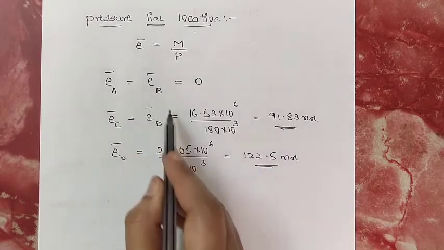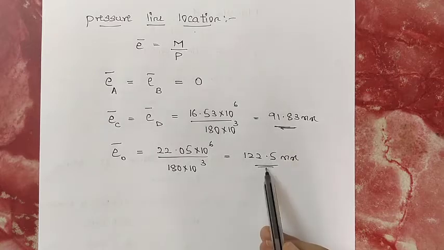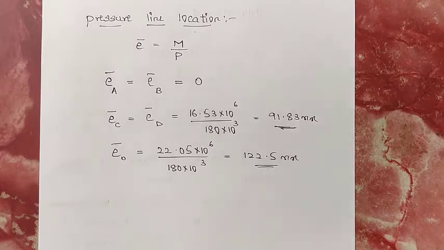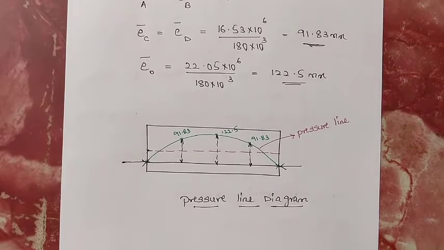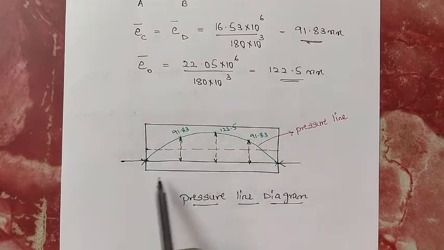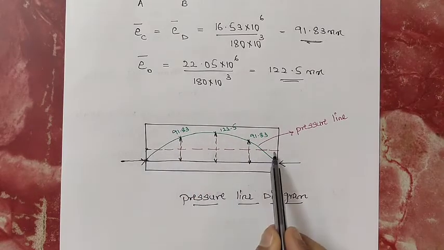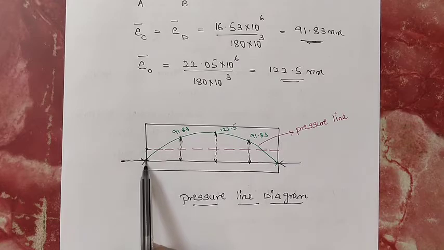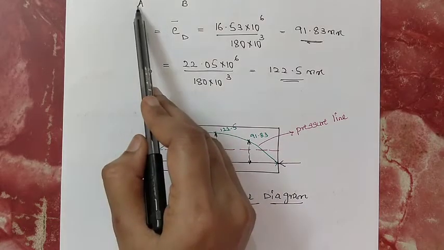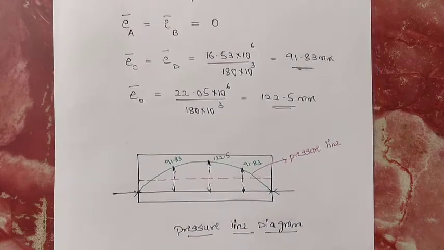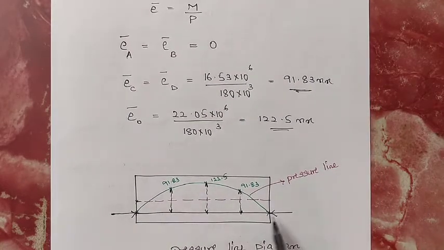You can observe all the eccentricity values are positive. Positive means the pressure line is above the neutral axis. So this is the pressure line diagram. This is the section of the beam. The red line indicates the neutral axis. Below the neutral axis you are going to place the tendon, that is the cable. This is the support point A as well as B, where the eccentricity value is 0. This is A and this is B. This is C, D and this is O.